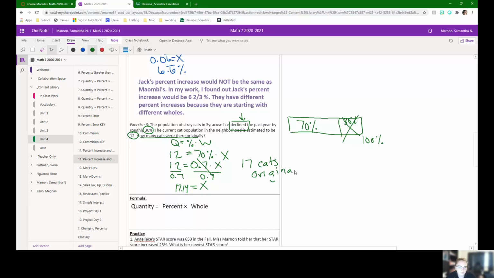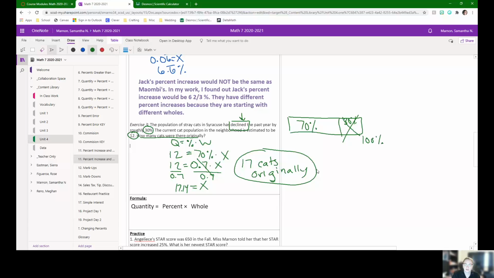Now, if you didn't know to do that 70% thing where we had to subtract it from 100 because it was a decline of 30%, what you can think about is if you did this with 30%, did the number make sense? The other thing is anytime you get a number that doesn't make sense, so if we're talking about originally and it declined, that means we're going to have more. So if you got a number that was smaller, something went wrong. So always check to make sure your answer makes sense in context. So if we're talking about before there were more cats, yes, 17 is more than 12.